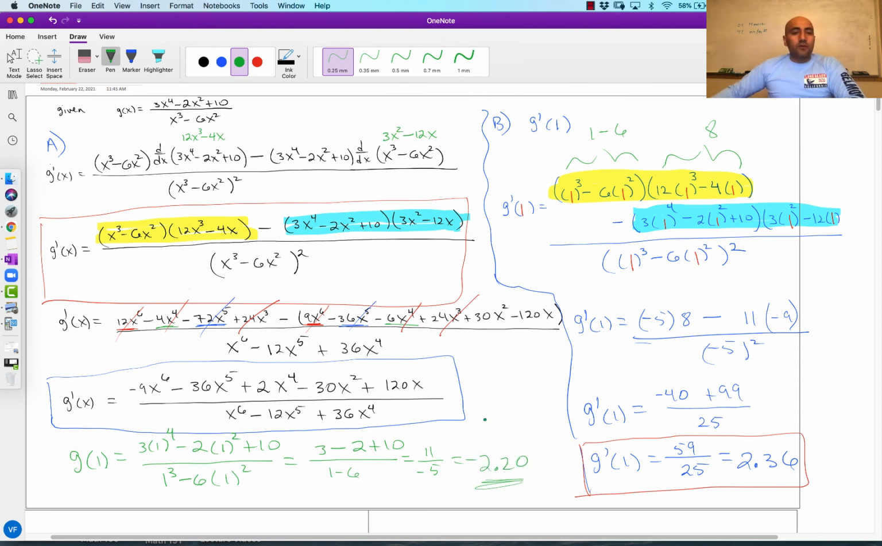Okay? So here is our function, g of x. I don't know what it looks like, but it's some function, g of x. I know that one ordered pair on this function is the ordered pair 1, negative 2.20. That's a point on this function. And if I wanted to find the slope of the line tangent at that point, here it is. 2.36 is the slope of the line tangent to this point on the function. Good. All right, let's move on.